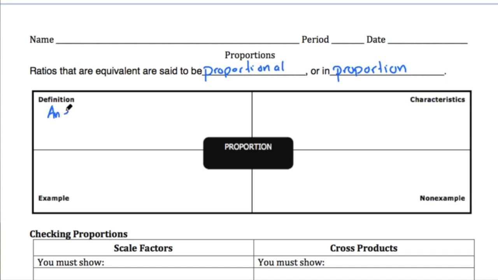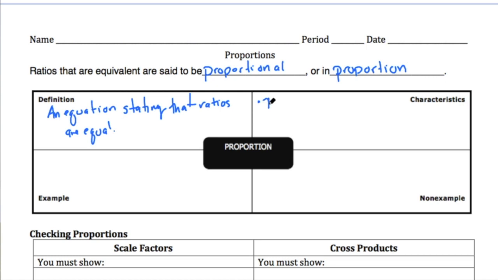It is an equation stating that two ratios are equal. Okay, maybe you got that. Let's talk about some characteristics.